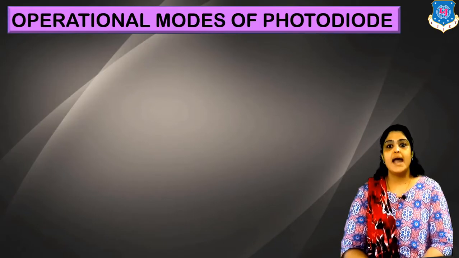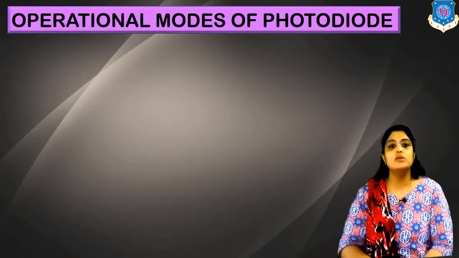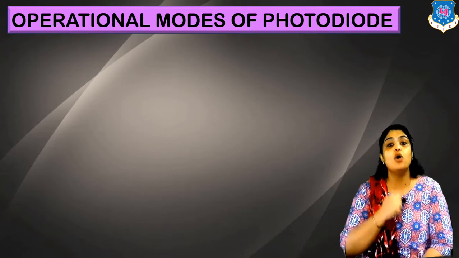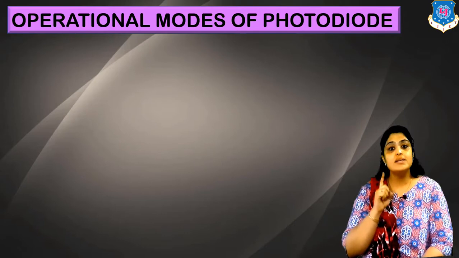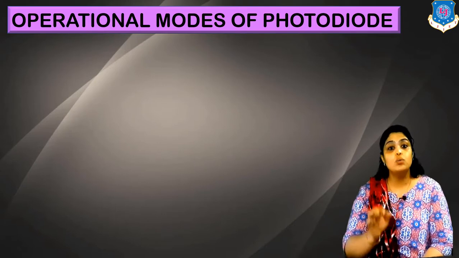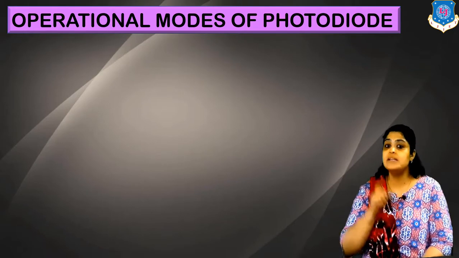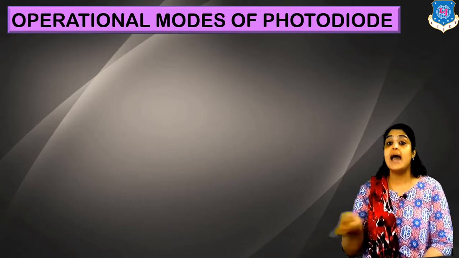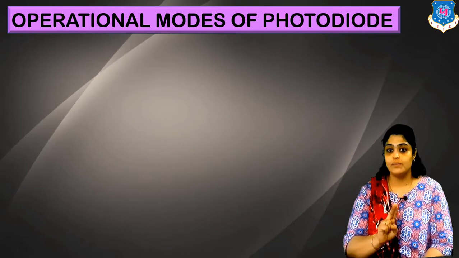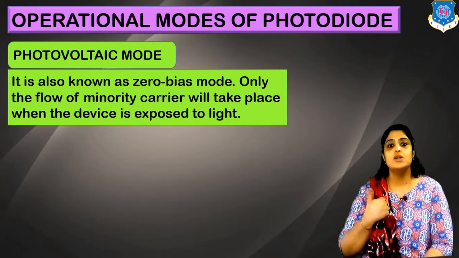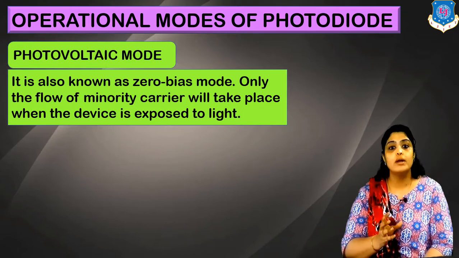Now let's move ahead and discuss the operational modes of a photodiode. What are the modes in which a photodiode can be operated? Photodiode is actually designed to work in reverse bias. So if I am discussing reverse bias, that means I need an external supply also and I need a source of light also. Let's have a look at the first mode of photodiode, that is known as the photovoltaic mode.